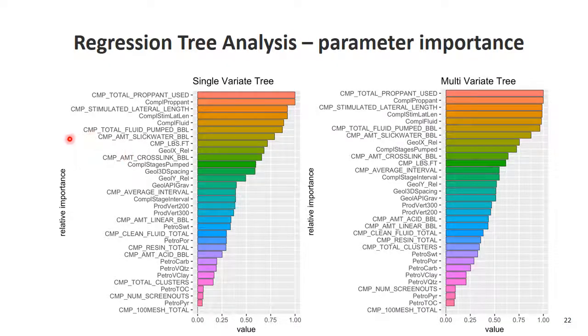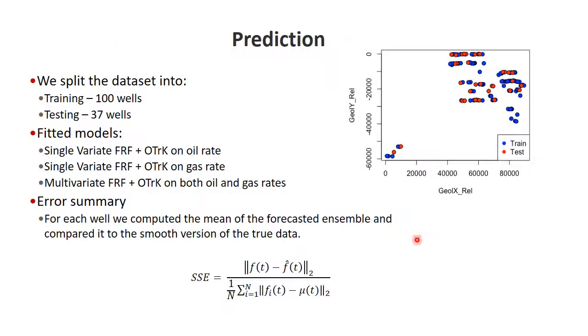In previous presentations, we also mentioned sensitivity analysis, or parameter importance, variable importance. We can do that now based on these trees. We can calculate the single variate tree importance and the multivariate tree importance. It does seem that these overlap considerably. We don't get a huge difference between single and multivariate tree.